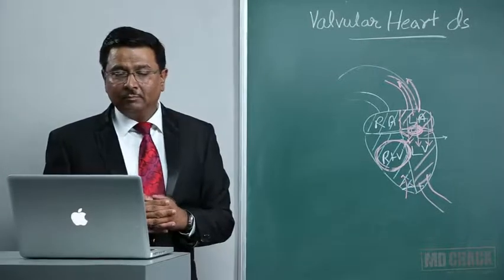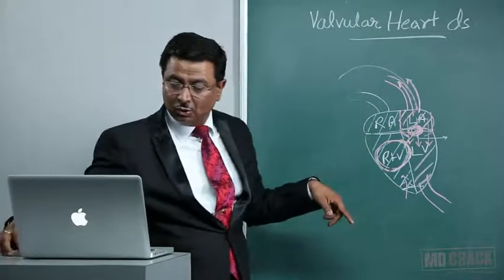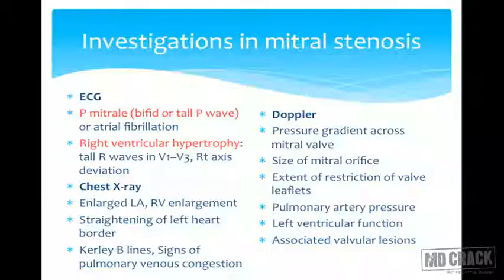A Doppler study will show you the pressure gradient across the mitral valve, because definitely the pressure gradient at this level would be high. Doppler study will also give you an idea of the size of the mitral orifice, whether it is severe or critical mitral stenosis. It also gives you the extent of restriction of valve leaflets. It also gives you an idea of pulmonary artery pressure, left ventricular function, and any associated cardiac valvular lesions, like pulmonary or other associated lesions.